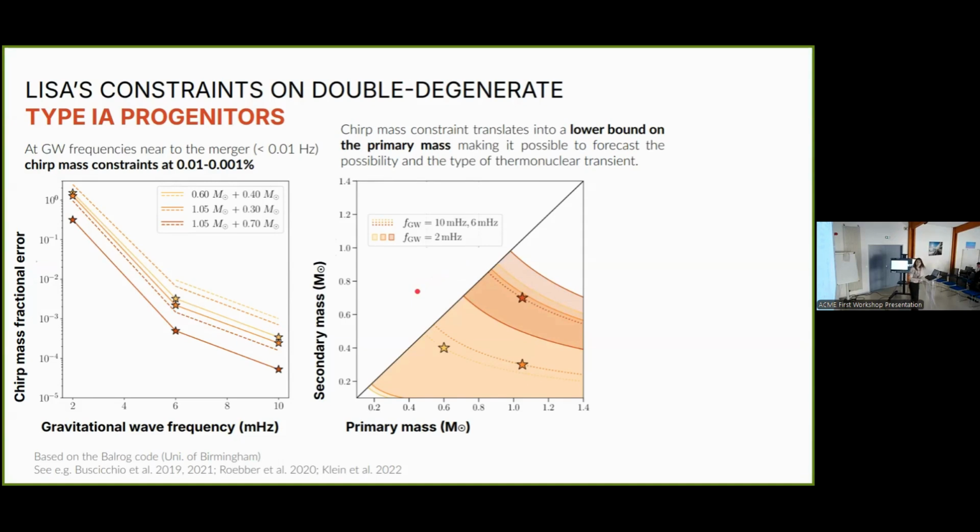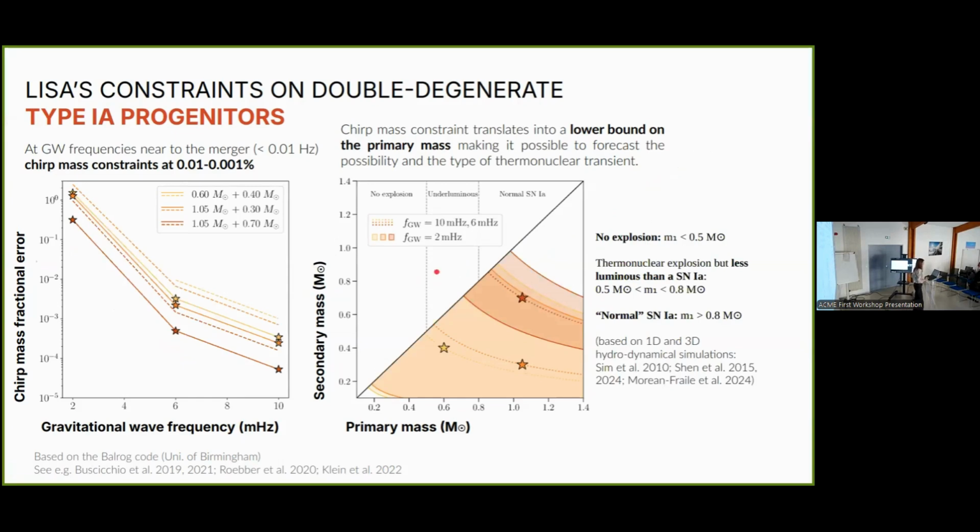So to restart, we can translate constraints on the chirp mass into constraints on the primary mass that you can read from the x-axis. Looking at this red example, what we will be able to say is that the primary is at least 0.7 solar masses. What does it mean? Based on 3D hydro simulations, we can divide this parameter space into very broad categories. Binary primary masses below 0.5 solar masses do not generate thermonuclear explosions, so they do not detonate.